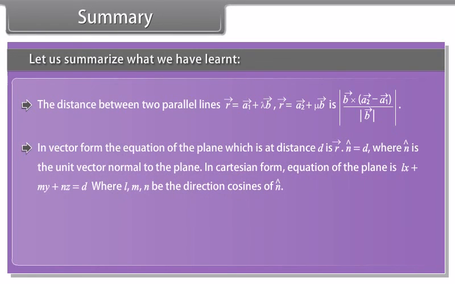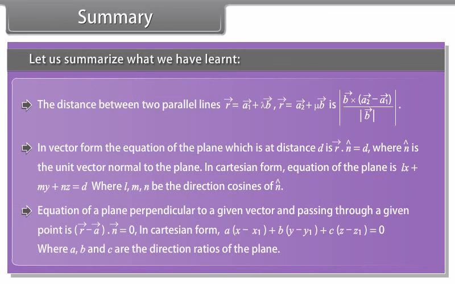In vector form, the equation of the plane which is at distance d is given by, where cap n is the unit vector normal to the plane. In Cartesian form, equation of the plane is given by, where l, m, n are the direction cosines of cap n. Equation of a plane perpendicular to a given vector and passing through a given point is, in Cartesian form, given by, where A, B, and C are the direction ratios of the plane.